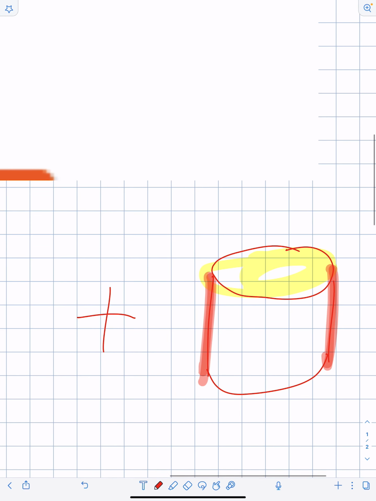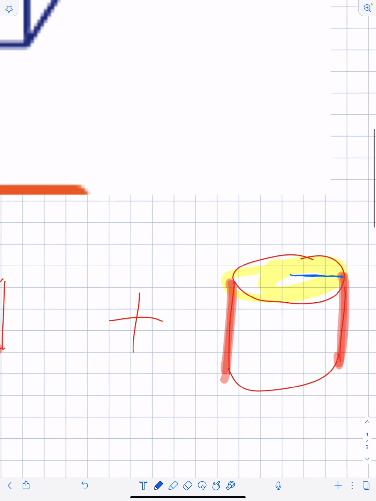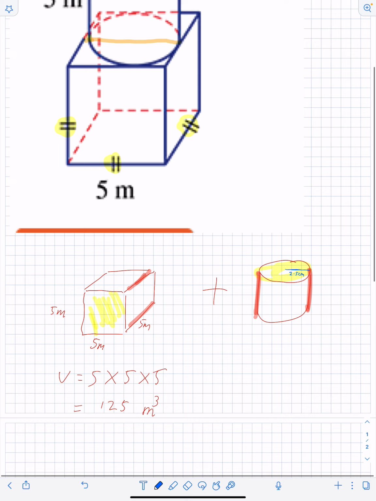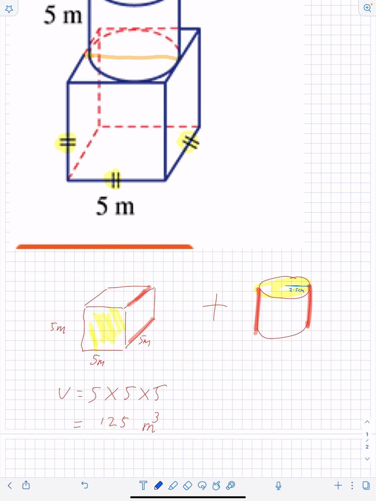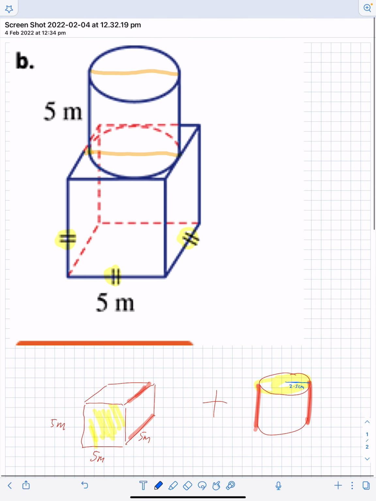But what we want to find out here is, well, we want the radius, right? So what's that from the edge of the circle to the middle, all right? What's that length? So that's going to be half of the diameter. So it's 2.5, all right, meters. Okay? And then we want to see how deep is that cylinder, so those red highlighted marks. What's the length of that one? So let's go back to our picture there. It's 5 meters.